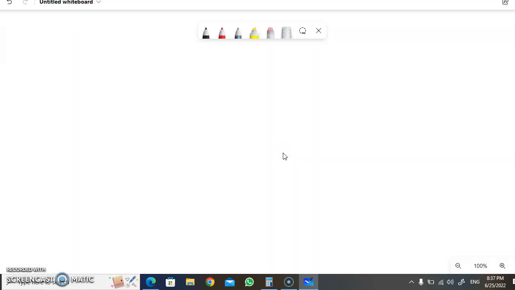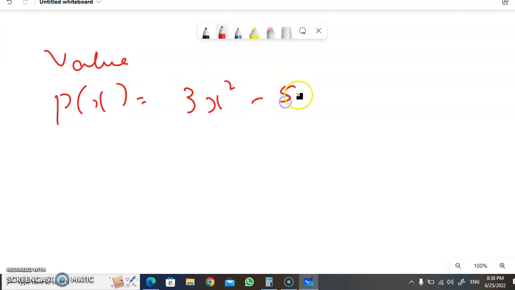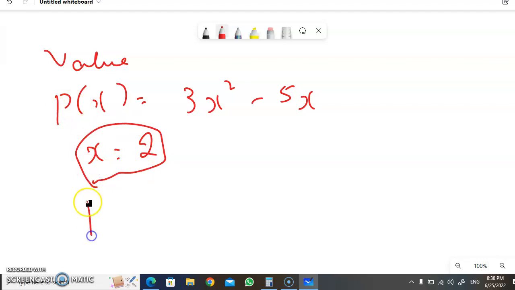If I tell value of the polynomial, okay, like let me write a polynomial, any polynomial of your choice, 3x power 2 minus 5x. Okay, I will write only 2 terms. So, when I tell what is the value of this polynomial at x is equal to 2, what you have to do? Wherever you have x, you need to just replace it by 2.